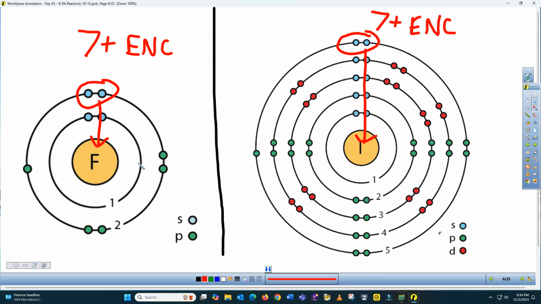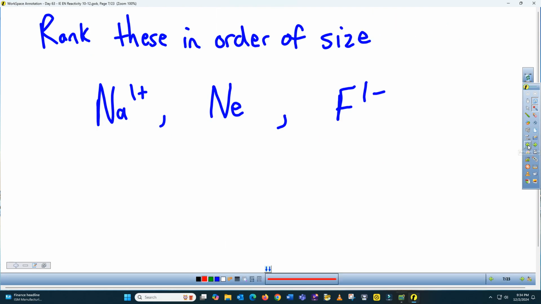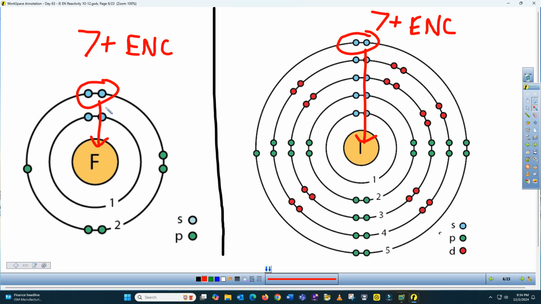The second question was comparing fluorine to iodine. They're both in the same family. So fluorine to iodine. Both have 7 valence electrons. Both have a +7 ENC. But look, iodine's valence electrons are way out here in the 5th energy level. Fluorine's valence electrons are here in the 2nd energy level. So because iodine's valence electrons are farther away, it's going to make them easier to steal, take less energy. So iodine is the answer for the second question.